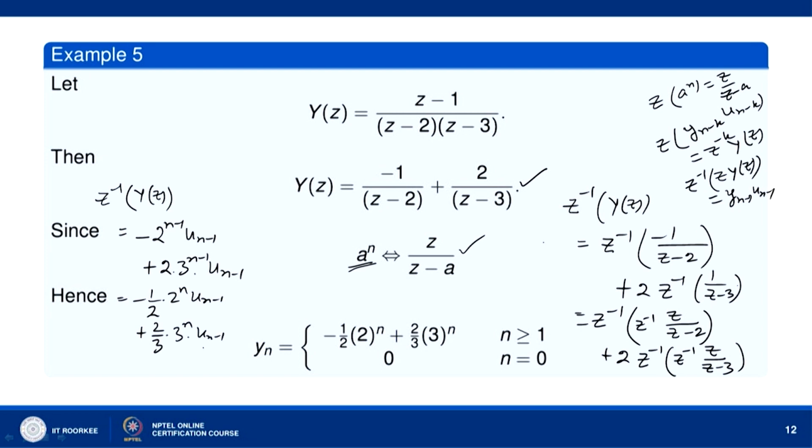Okay. Now, u[n minus 1] is 0 when n equal to 0. So, at n equal to 0 the value is 0, and when n is greater than or equal to 1, u[n minus 1] is equal to 1. So, you get this answer. Okay.